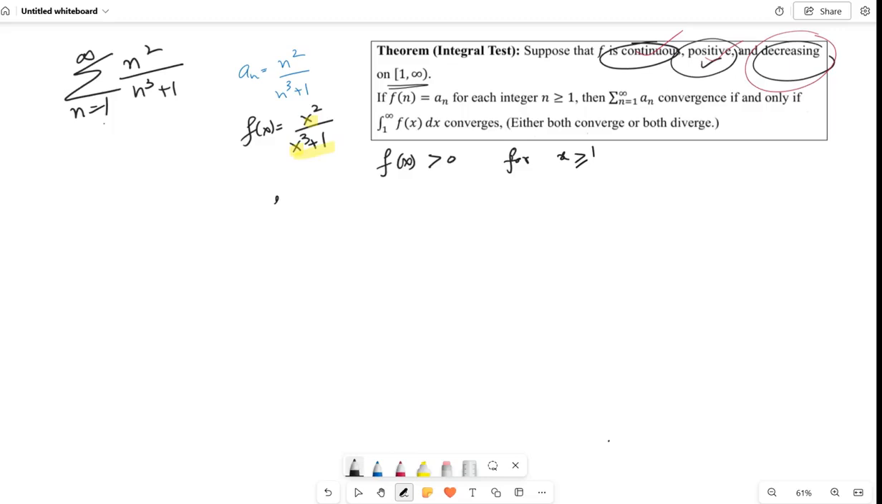You can also find the function's derivative. You guys know how to find the derivative of this? The derivative of this has x cubed plus 1 whole squared in the denominator.